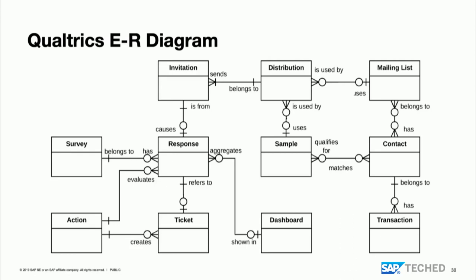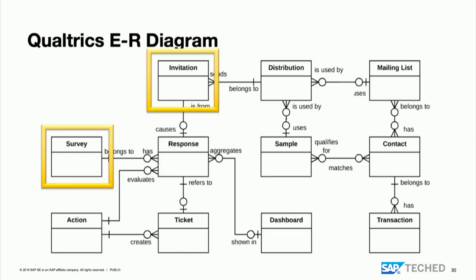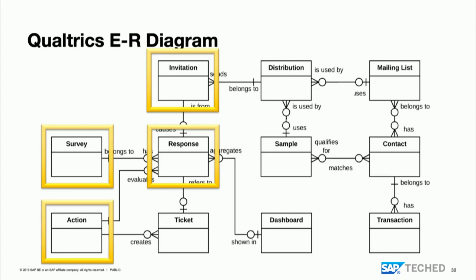So for the demo that I'm going to talk about in the use case, the key elements from this entity relationship diagram we're going to talk about are a survey, an invitation, a response, an action, and a ticket. And those are the key elements. So keep those in mind as we go through this.